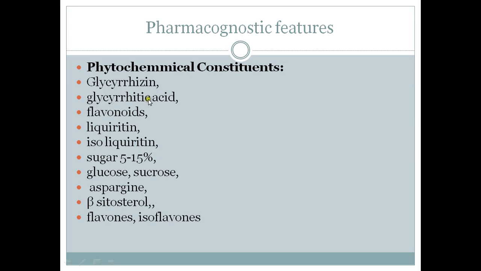Then it also contains glycyrrhetinic acid, flavonoids, liquiritin, isoliquiritin, then sugars 5 to 15%, including glucose, sucrose, asparagine, beta-sitosterol, and different kinds of flavones and isoflavones. So these all are the phytochemical constituents which are present in Glycyrrhiza glabra.